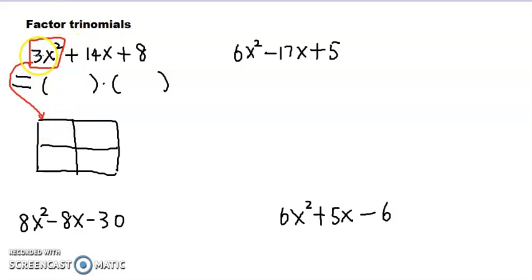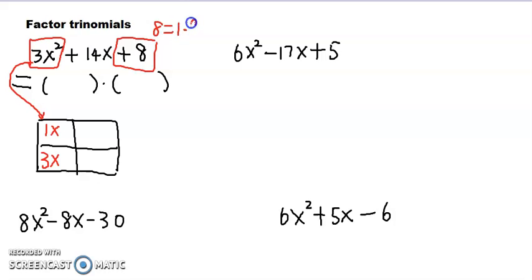So first, let's break down 3. The only way to break down 3 is 1 times 3. And the only way to break down x squared is x times x. And in order to get an x term in the middle, now we're going to break down 8, which is a positive 8, and we're going to put the numbers in the second column. But to break down 8, there are many different ways.